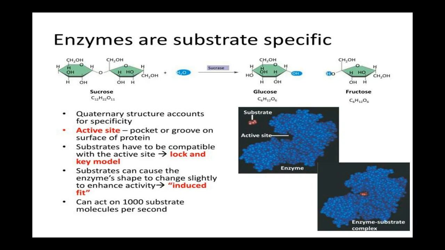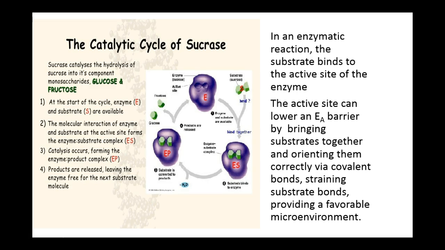And speaking of that, there are many ways that enzymes do work. They can work by making a microenvironment where substrates are more likely to bond, to form. And you have an image here of the catalytic cycle of sucrase, where you're taking the hydrolysis of sucrose into its components, the monosaccharides, glucose, and fructose.